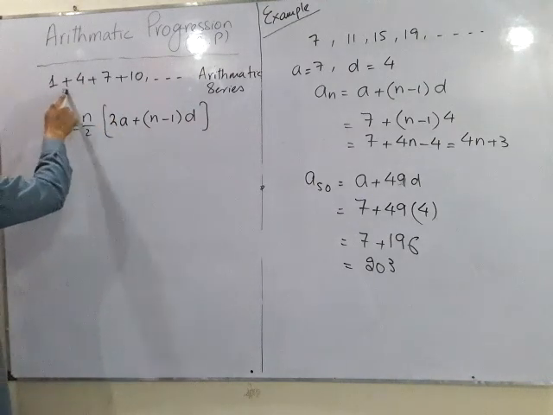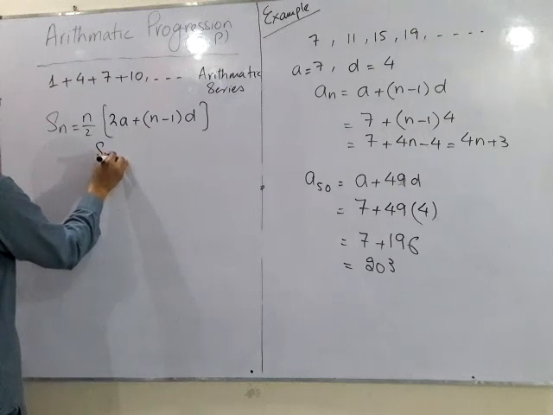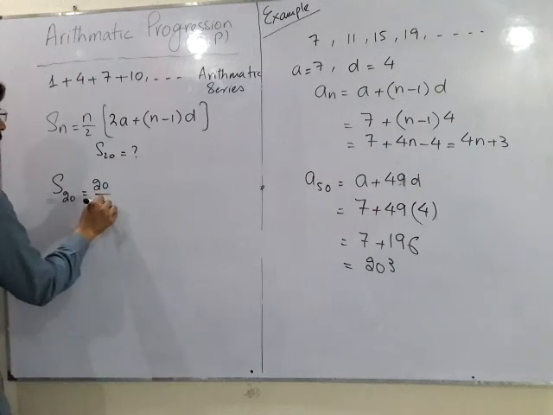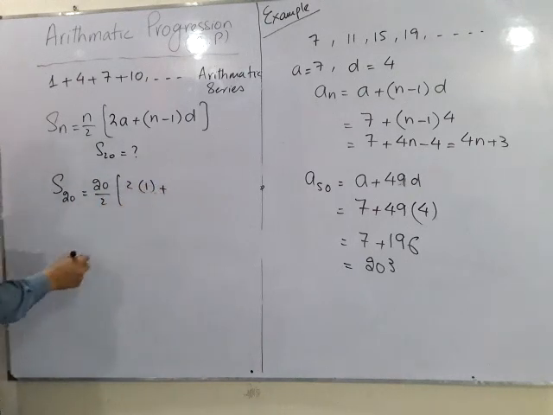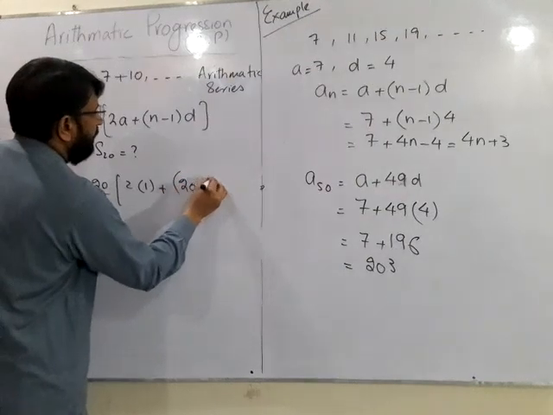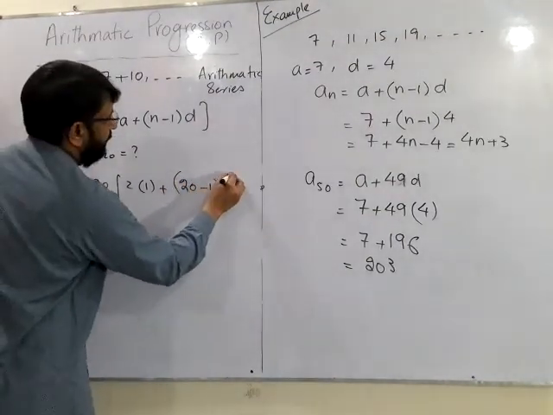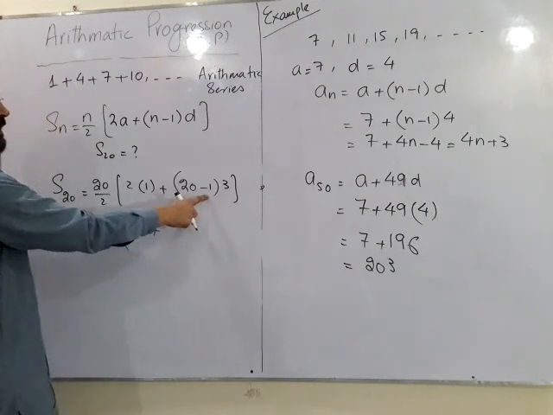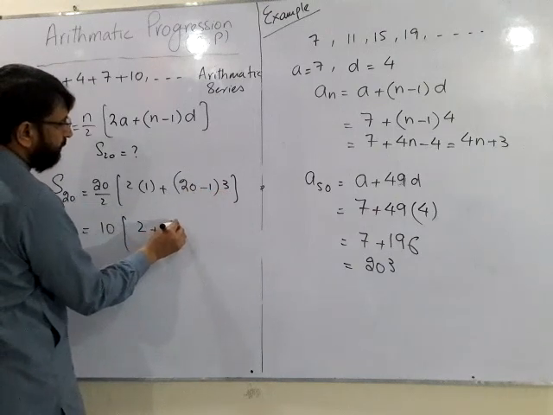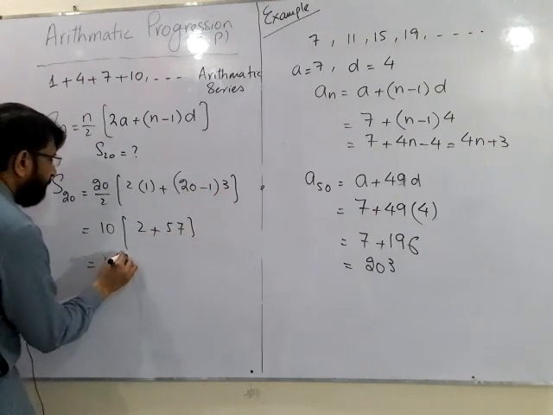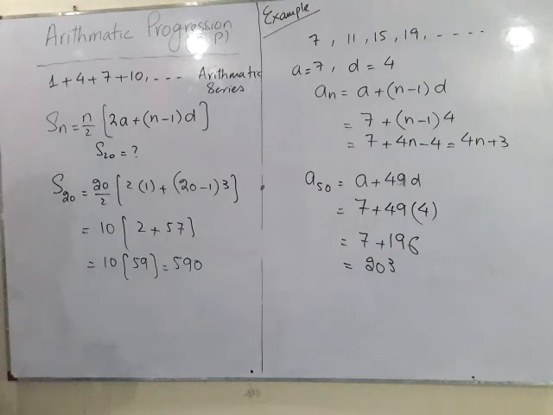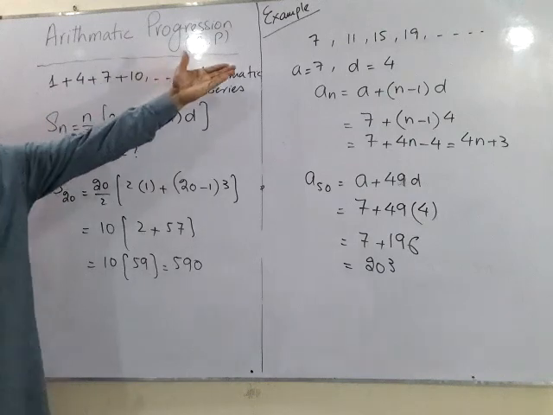For example, if we are asked to find the sum of the first 20 terms, n is 20, so it is 20 divided by 2, into 2a plus 20 minus 1, and the difference is 3 over here. The rest is simplification. 20 minus 1 is 19, 19 times 3 is 57. So 10 times 59 gives us 590. And this is the sum of the first 20 terms. That means 1 plus 4 plus 7 plus 10 and so on, for 20 values.